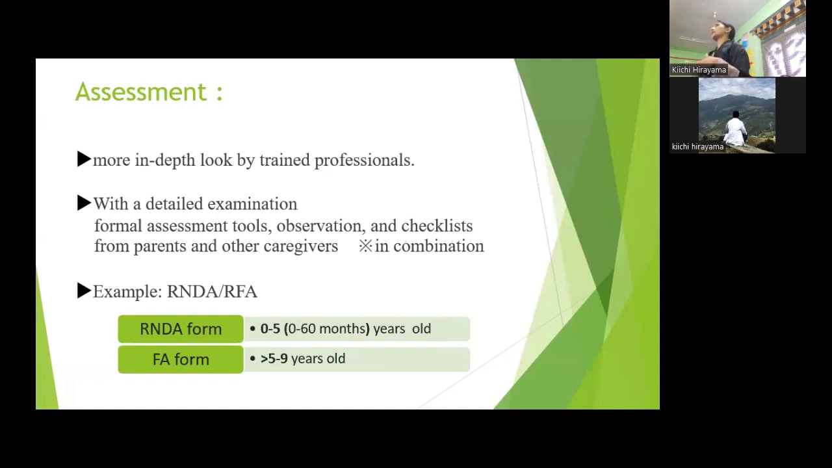Assessments are more in depth, and mostly these are performed by professionals. I think most of the ECCD facilitators are also trained in assessment. One of the most common assessment tools that we use in Bhutan is the RNDA, the Rapid Neurodevelopmental Assessment. There are two types of forms, the RNDA form and the functional assessment form. The RNDA form is used from 0 to 5 years, and the functional assessment form is used from 5 to 9 years old.